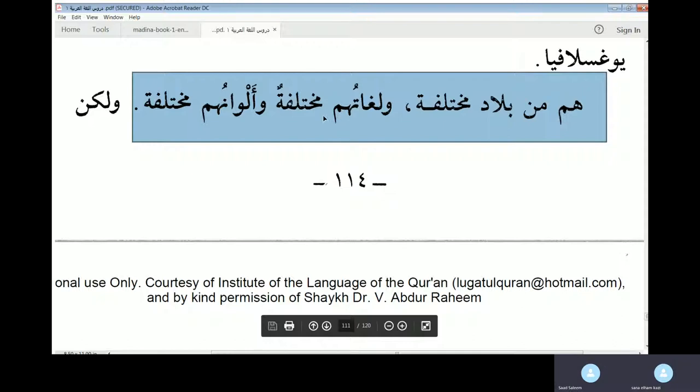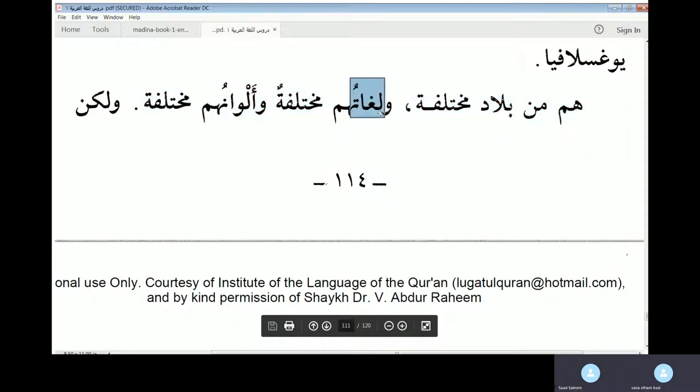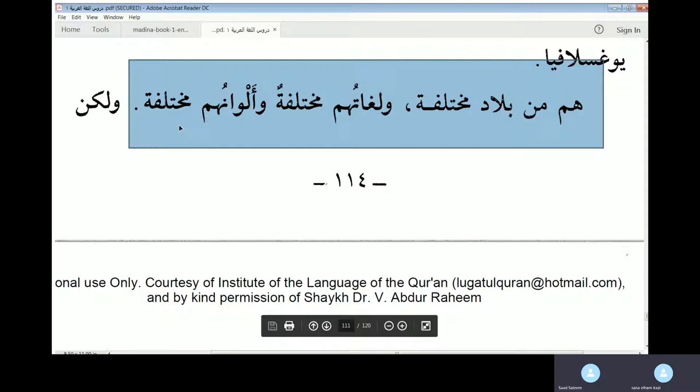Walughatuhum mukhtalifatun, and their languages are different. Lugat means languages, hum means their. Wa alwanuhum mukhtalifatun, and their colors are different. Okay, their skin colors are different.